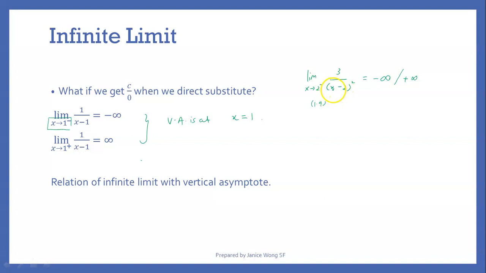So substitute x equals 1.9 here. 1.9 minus 2 is a negative value. Being squared, a square number is always positive. So positive on the denominator side, and numerator is also a positive value. So positive over positive, the answer must be of positive sign. It is positive infinity. Next.